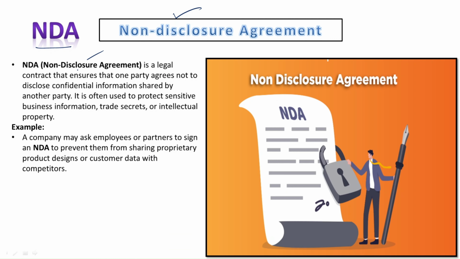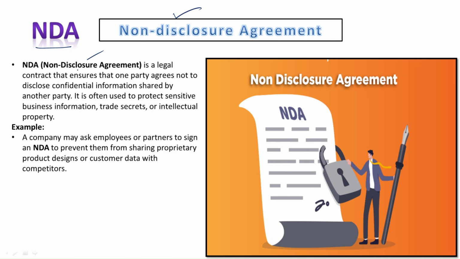NIC, that is Network Interface Card. It is a hardware component that enables a computer or device to connect to a network and communicate with other devices. For example, a computer uses an NIC card to connect to a wired Ethernet network or a wireless Wi-Fi network. So this is an example of the wired NIC card.